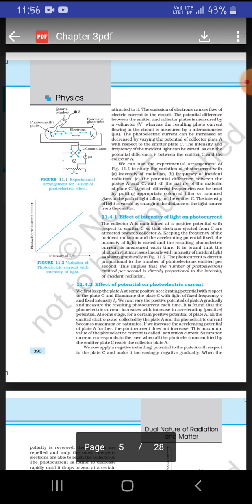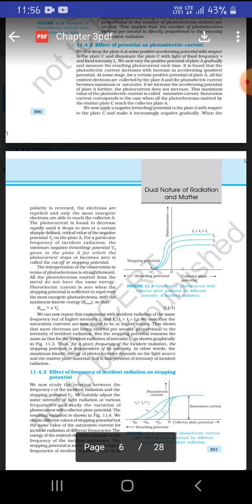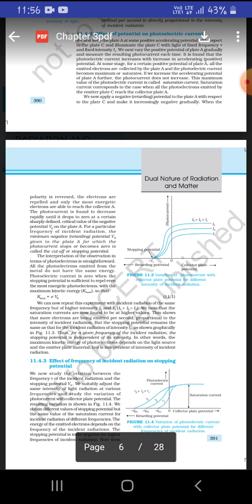Now, the effect of potential on photoelectric current. Let us take the plate C with light of fixed frequency V and fixed intensity I. We next vary the positive potential of plate A gradually and measure the resulting photocurrent each time. It is found that the photoelectric current increases with the accelerating potential. We can see this here, and the interpretation of the observation in terms of photoelectrons is straightforward.